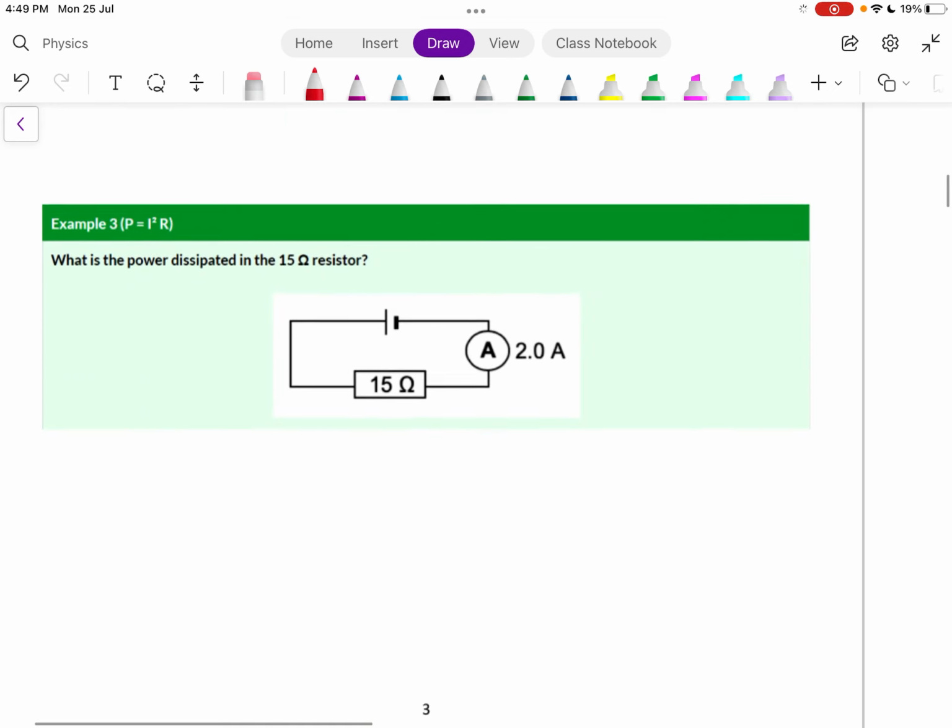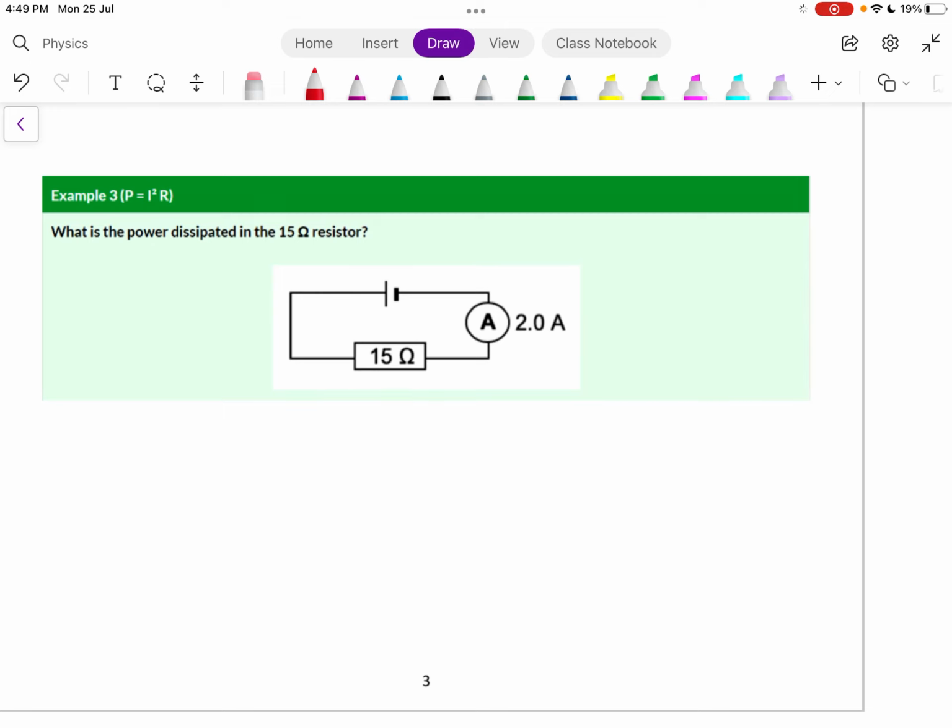Let's take a look at example 3 now. What is the power dissipated in the 15 ohm resistor? Notice this is another form, because there's only resistance and current. So what should I do? P is equal to I square R. I square is 2 square, R is 15. So 4 times 15 is 60 watts. So that is the 3 examples of how we should use our formula.